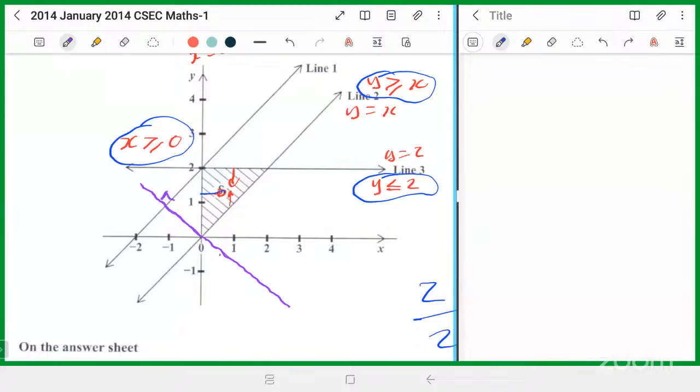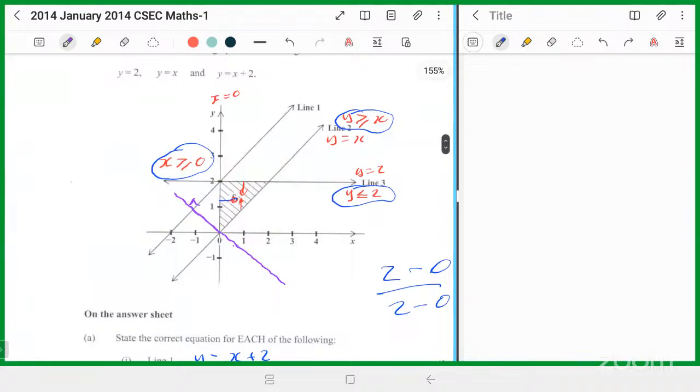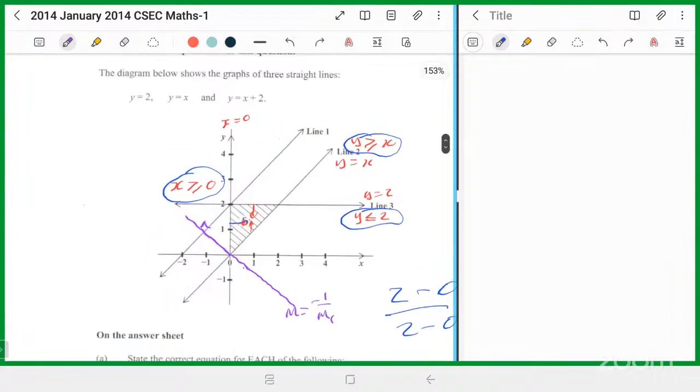Perpendicular to line 1. Now, the gradient of this line is minus 1 over the gradient of line 1. Remember, line 1 is this line, and line 1 was y equals x plus 2. The gradient of line 1 is 1. So the gradient of this purple line is negative 1 over 1, which is negative 1.